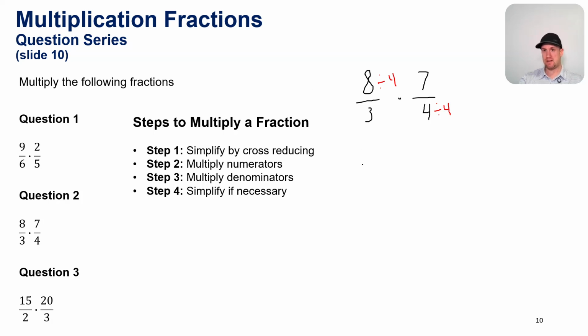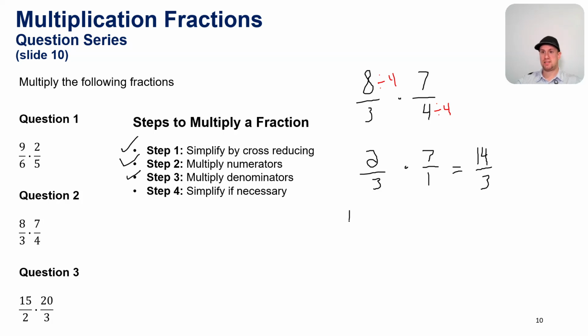Rewriting this, 8 divided by 4 is 2 over 3 times 7/1 here. So now I have 2/3 times 7/1. I've done step number 1. Now let's go ahead and multiply my numerators. 2 times 7 is 14. Multiply my denominators. 3 times 1 is 3.